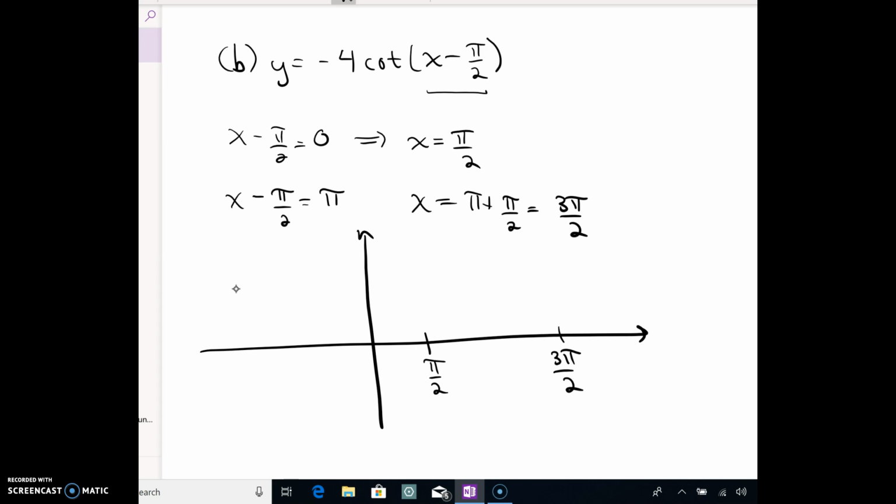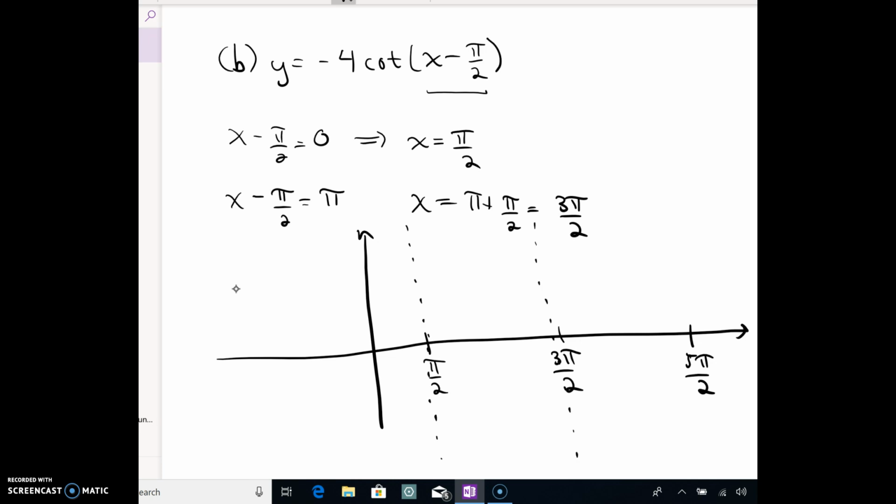But remember I asked for 3 periods, so let's figure out some of the other asymptotes. Well, if you take 3 pi over 2 and add 1 pi to it, 1.5 plus 1 is 2.5, also known as 5 pi over 2, so there's another endpoint for an asymptote. And let's do one more endpoint for an asymptote. Let's do one over here. So again, remember what we're doing is we're adding pi, or you can subtract pi also if you want to go to the negative side, to the left. So pi over 2 minus pi will take us to negative pi over 2.